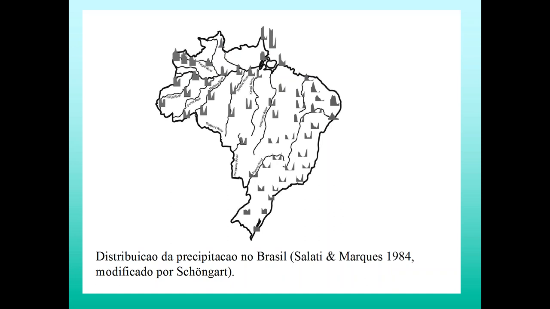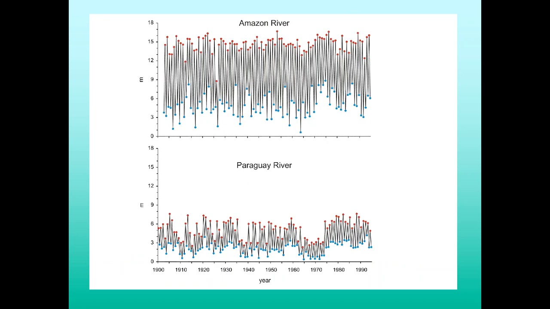Why do we have the monomodal flood pulse? If you look at the distribution of the precipitation in Brazil, you can see that the rainfall is not equally distributed, but in most places we have an explicit wet and dry period. This results in the large rivers in monomodal flood pulses with a high or a low amplitude. The Amazon River near Manaus has a mean amplitude of about 10 meters, whereas the Paraguay River has a mean amplitude of only about 3 or 4 meters.